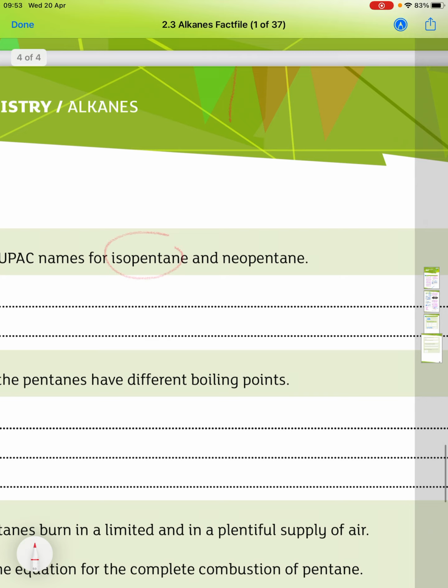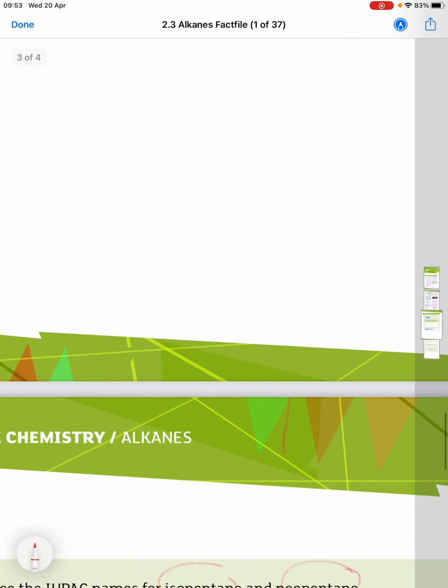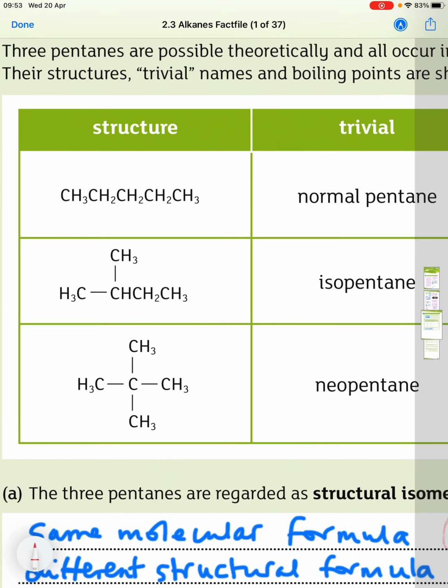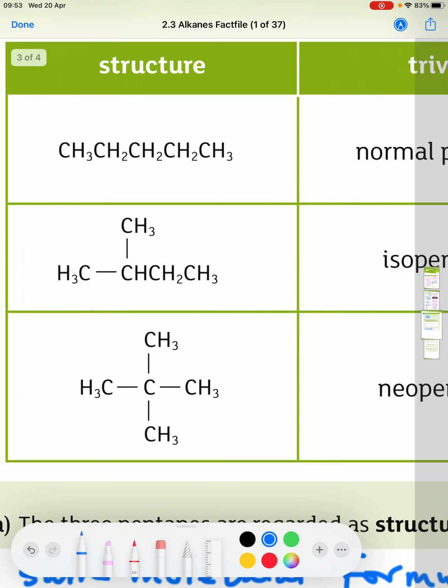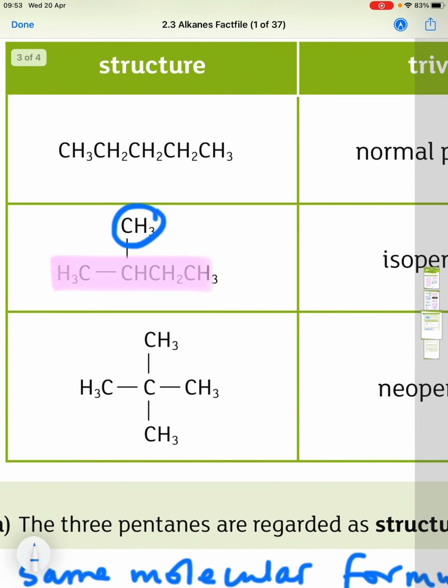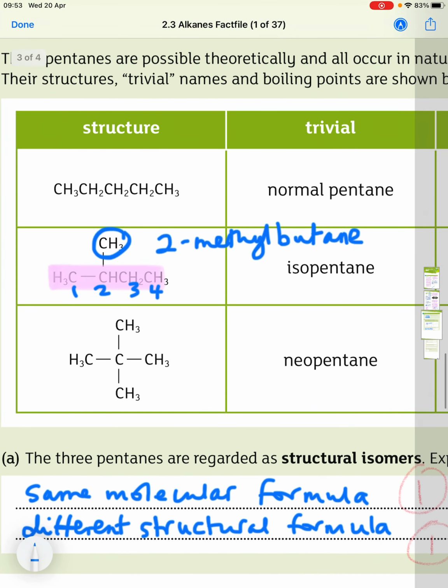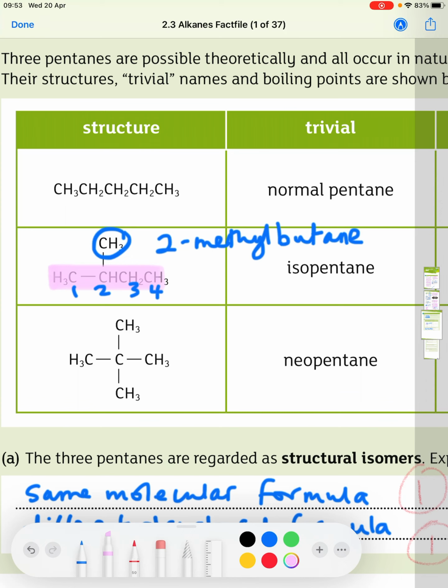Okay, next part of the question. Deduce the IUPAC names for isopentane and neopentane. So let's go back up the table and take a look at those. Looking at isopentane first, the longest chain is 4 carbons, and the methyl group is on the second carbon, so that's going to be 2-methyl butane.